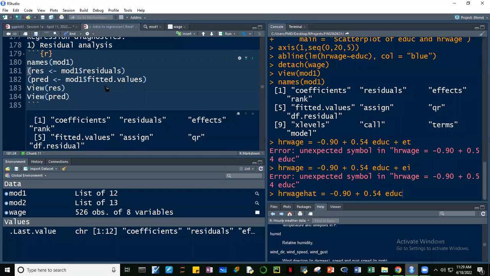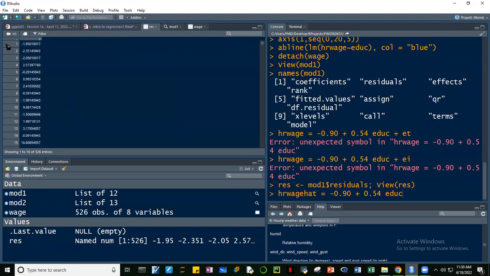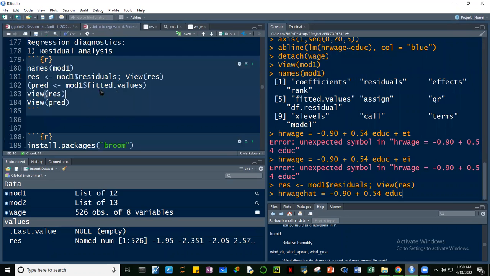Tanggalin ko na yung ano, para hindi nila i-print. Tapos dito na lang, para ma-view niya. Ito yung mga residuals. Ito yung mga error terms. These are the error terms of our model. And then, we can also get the fitted values. Para hindi niya i-print, guys, view.